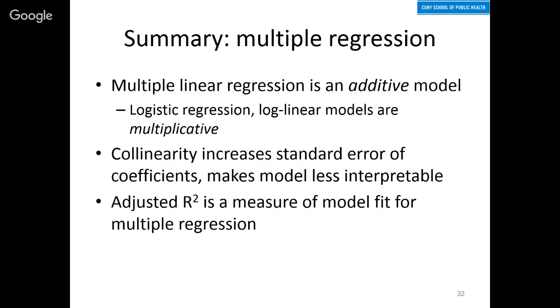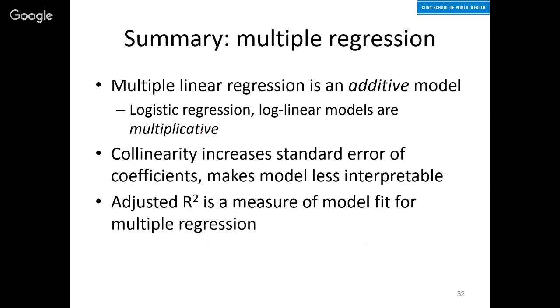So just to wrap up, multiple linear regression is an additive model. You'll get next semester into logistic regression, log linear models that are multi-linear models. Also, log linear I think won't be until fall of next year in BIOS 2. It's also Cox proportional hazards models. Those are multiplicative.